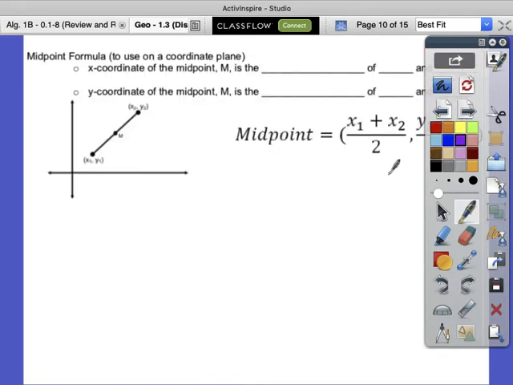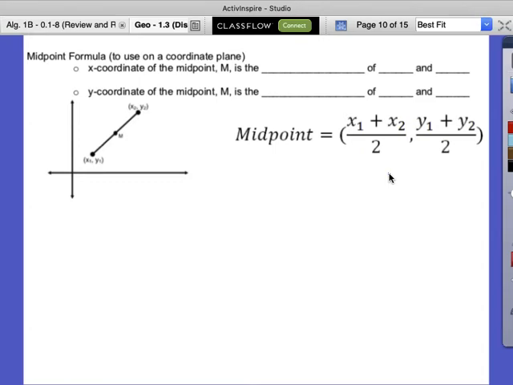We're going to learn about the midpoint formula. We have a formula to find the midpoint. This one is not as bad as it looks. In order to find the midpoint on a coordinate plane, the point in the middle of two things, you have to find the x-coordinate, which is going to be the average of x1 and x2. So it's going to be the average of the x's.